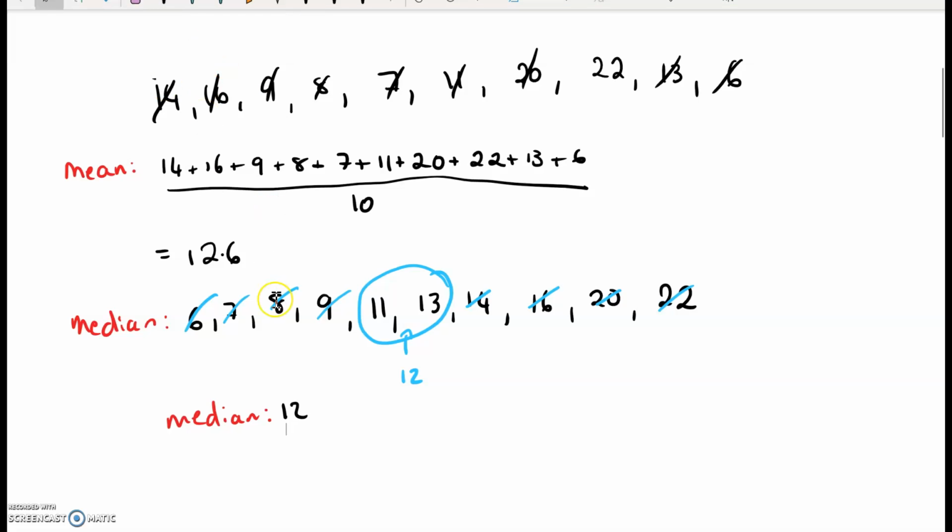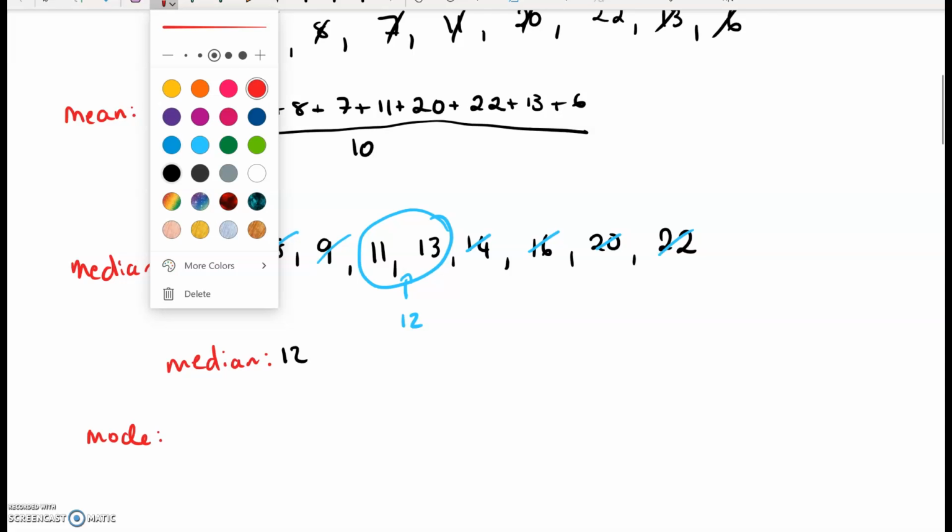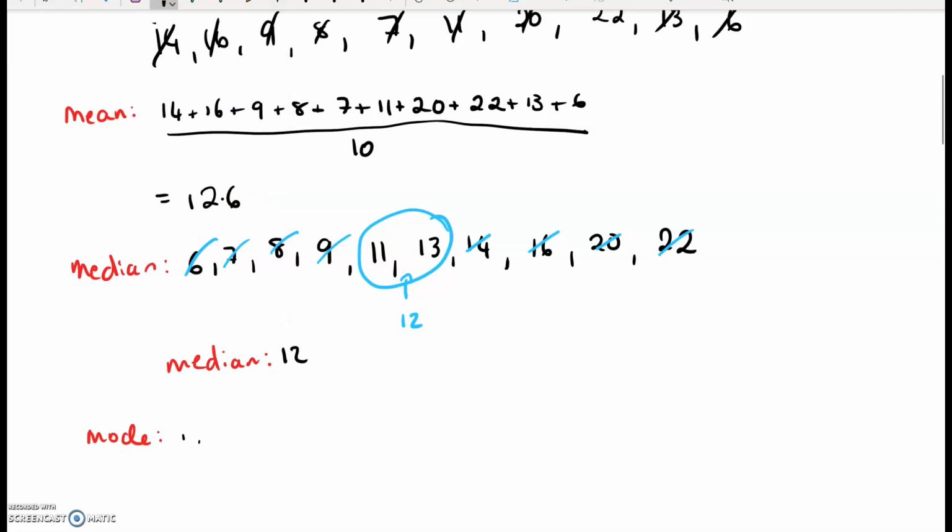Okay, next one, the mode. Now in this case, no numbers appear more than once. So what we actually say is that there's no mode in this set of data, and there doesn't have to be a mode because there doesn't have to be something that recurs more than anything else. Okay, so we just say there's no mode.